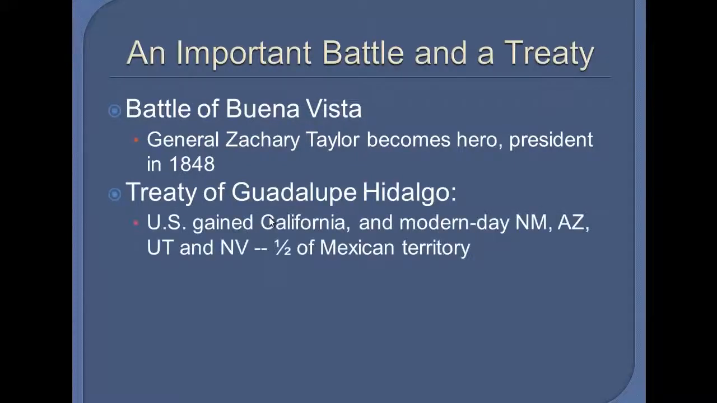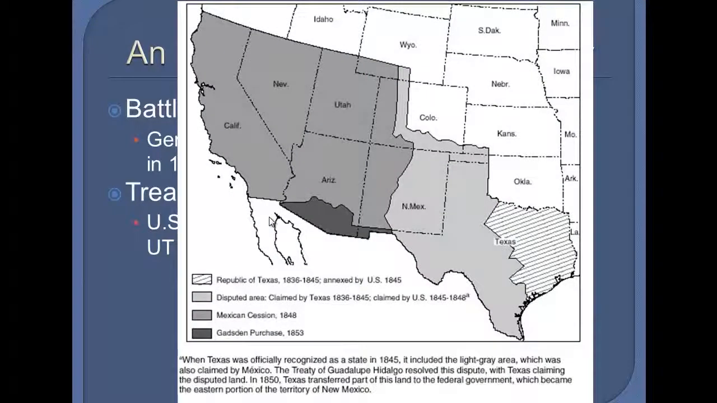The Treaty of Guadalupe Hidalgo ends the Mexican-American War, and the U.S. gains a lot. They gain California and areas of modern-day New Mexico, Arizona, Utah, and Nevada, which is half of the Mexican territory. And if you look here, again, this gray area is what Texas had already claimed, but all this dark gray area here is from the Treaty of Guadalupe Hidalgo.